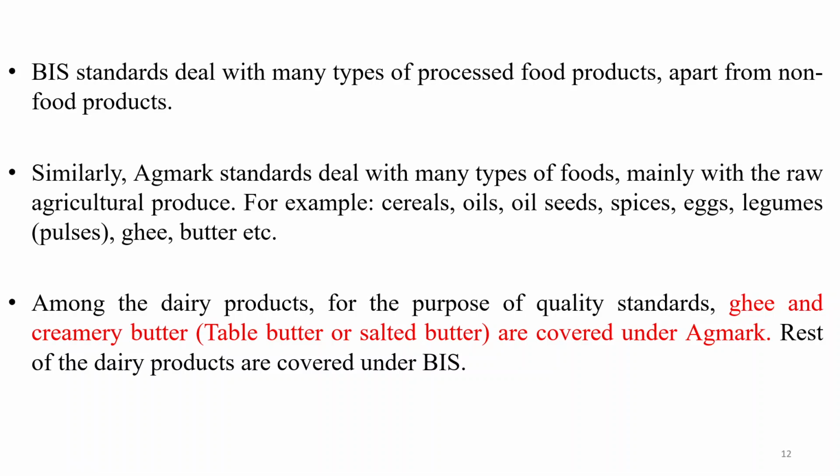BIS standards deal with many types of processed food products, apart from non-processed food products also. Similarly, AGMARK standards deal with many types of food, mainly raw agricultural produce, for example cereals, oils, seeds, spices, eggs, legumes, ghee, butter, etc. Among the dairy products, for the purpose of quality standards, ghee and creamy butter are covered under AGMARK. The rest of the dairy products are covered under the BIS.